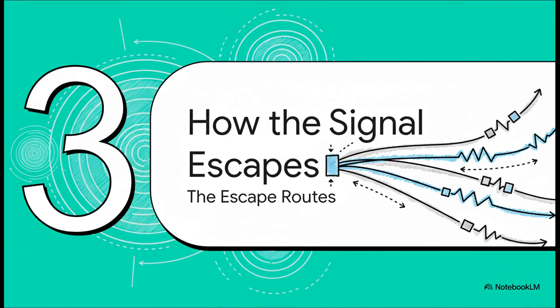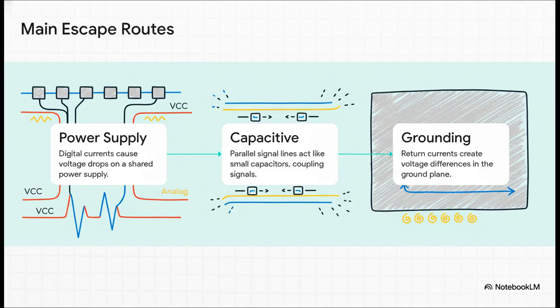All right, we know the what and the why, but now let's get into the how. How are these digital signals actually escaping and finding their way into the analog domain? Let's take a look at the three main escape routes. Okay, let's break these down. First up, you've got power supply coupling. Your digital circuits are drawing these sharp, quick pulses of current. That causes the supply voltage to dip and bounce around, injecting that noise directly into any analog circuits that are sharing that same supply.